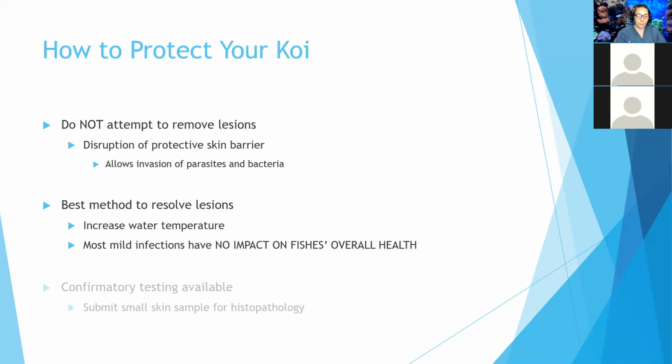If you are concerned, there is confirmatory testing available. So there's many labs that can take a small skin sample and do histopathology. And this is great if you have a case of carp pox versus hikui versus maybe an ulcer or some other random skin growth. There's many different things in fish that we can look at for histopath.